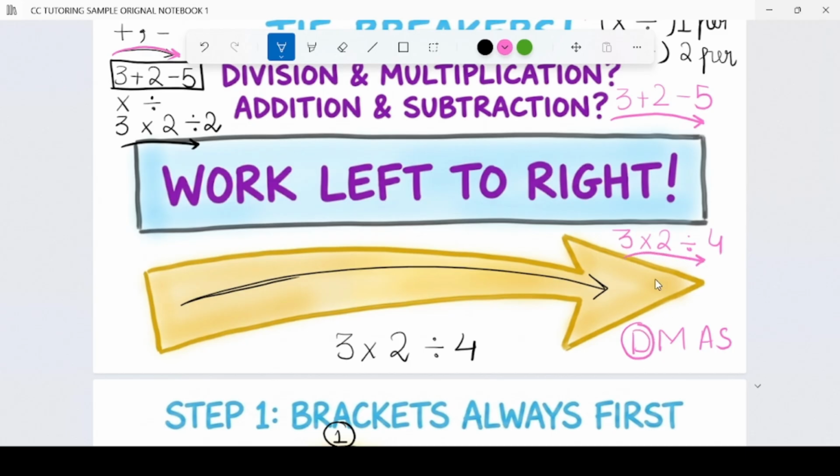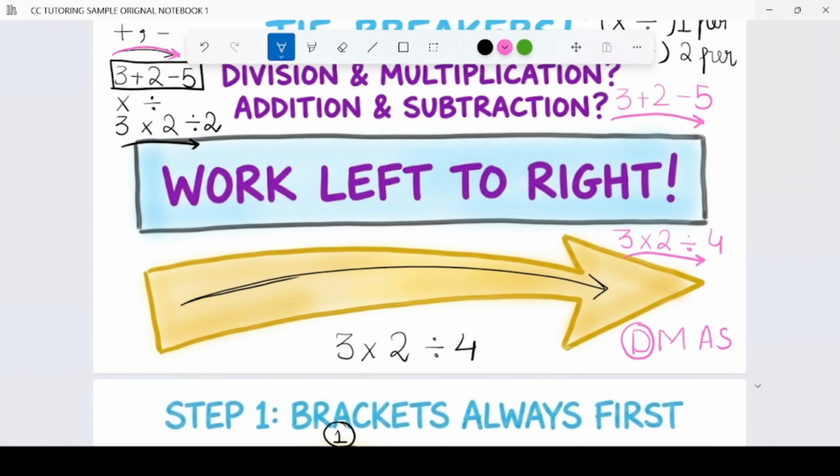So the rule is, I'm gonna say it again. The rule is, if there is only multiplication and division in a specific equation, you don't have to think much about the rule. Just solve it from left to right.